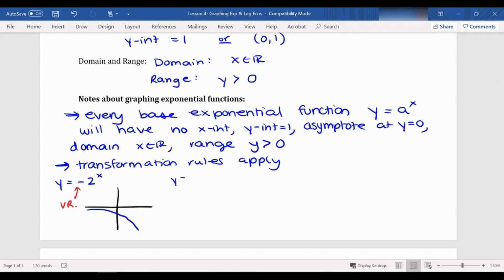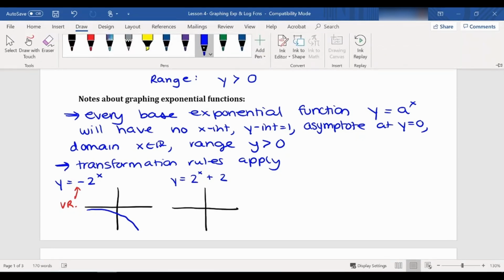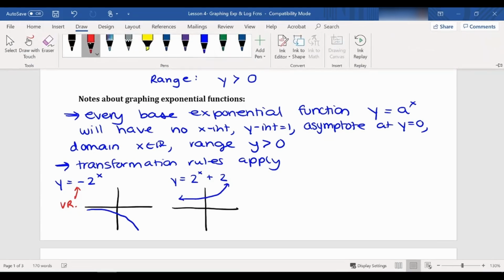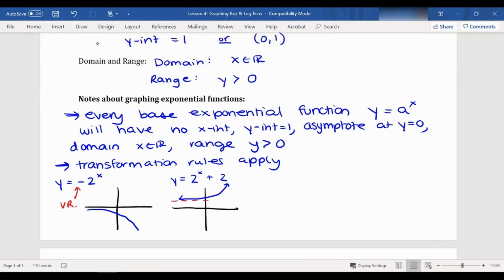If we have y equals 2 to the power of x plus 2, this means that our entire graph would move up by 2, including our asymptote. Okay, so all of our transformation rules apply to these functions.